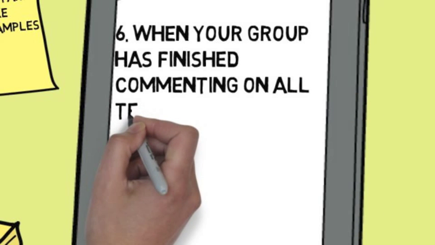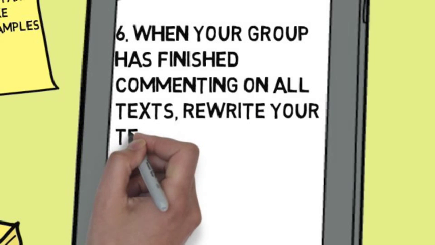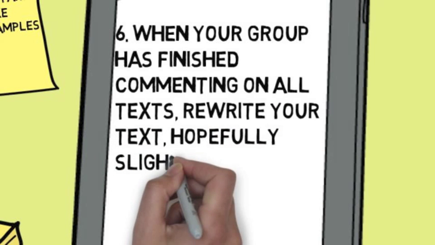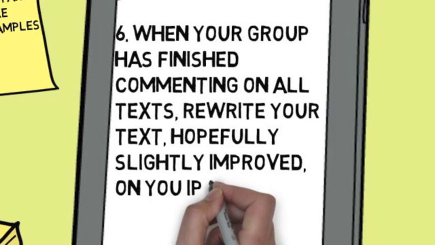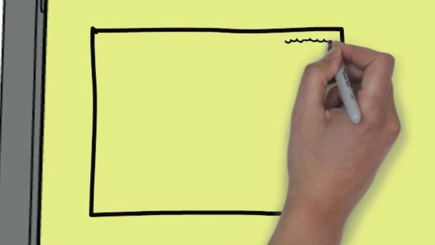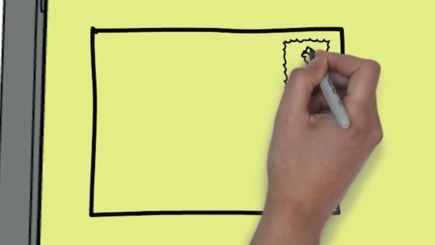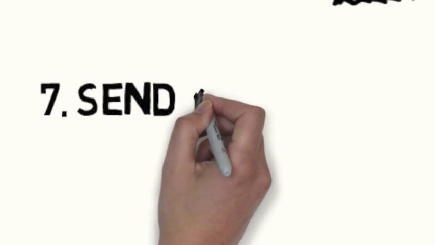Hopefully, your text is now a little bit better than it was before. Have you improved it? I sure hope so. So now, it's time to rewrite your text in the improved version on your iPad. Use the app Office 2 HD, which you have already downloaded, and rewrite it there. Once you have written it there, it's time, of course, to send the text to your teacher.